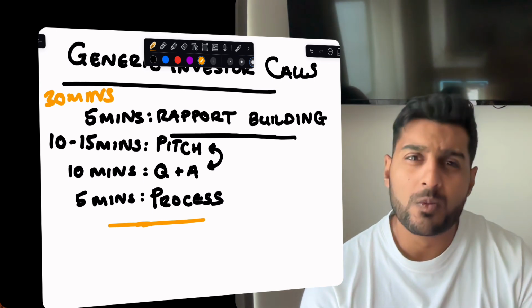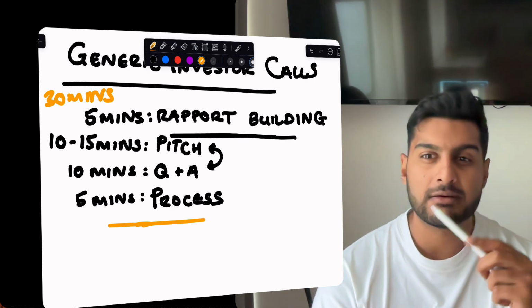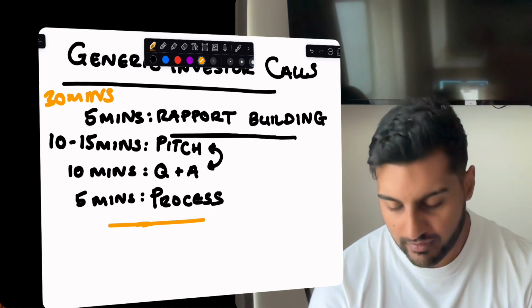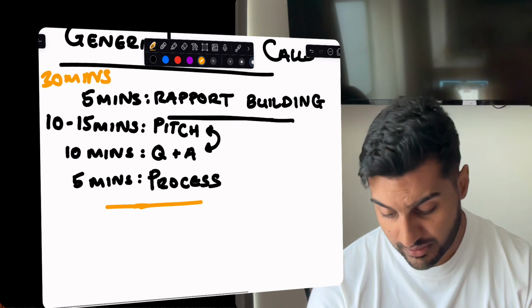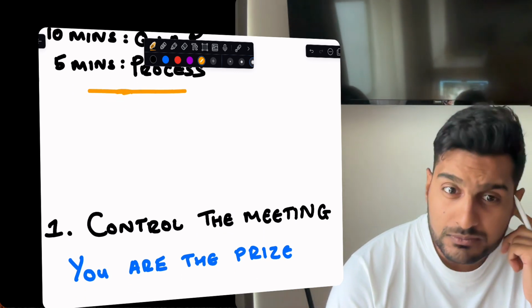So now we know what we're trying to do here in the generic kind of investor call. We can now move into how I think about the 7 tips and actionable insights that you can gain from this to really build out and master your investor calls. So look, the first one: you need to control the meeting.